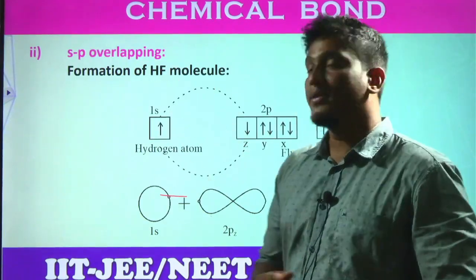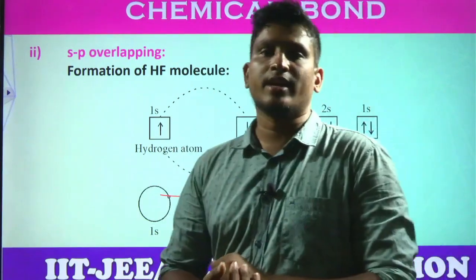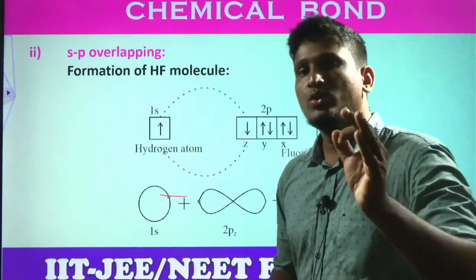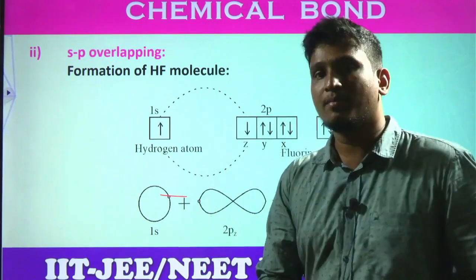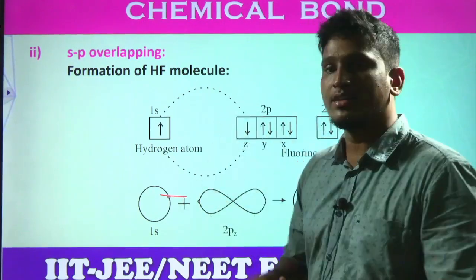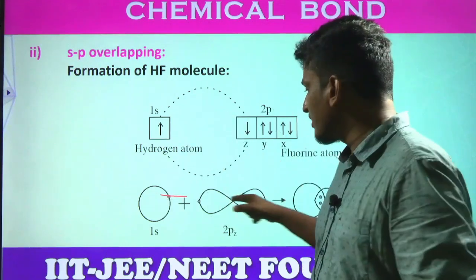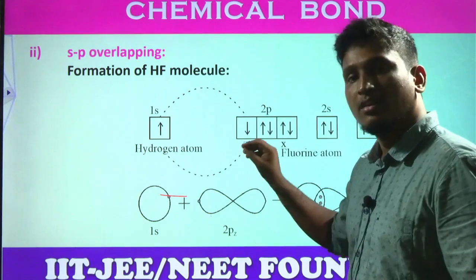Now, S and P overlapping. Let's see, what is the example given here? Hydrogen fluoride. What is hydrogen's configuration? 1s1. What is fluorine's configuration? 2s2 2p5. That means where is this half-filled orbital present? In the p subshell or not, students? Now, when this s orbital overlaps with the p orbital, look at this overlapping. This is the s orbital of hydrogen. This is the p orbital of fluorine.